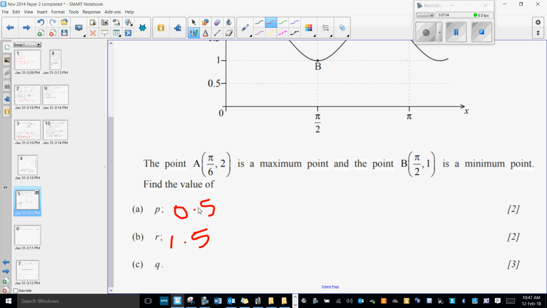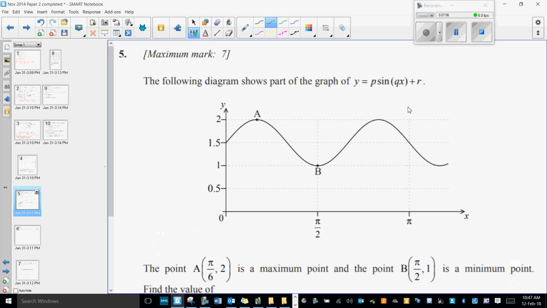And then Q affects the period. So normally our sine curve has a period of 2 pi. We can see we've done 1.5 cycles in pi. So in 2 pi it's going to be 3 cycles. So that means our value of Q is 3.